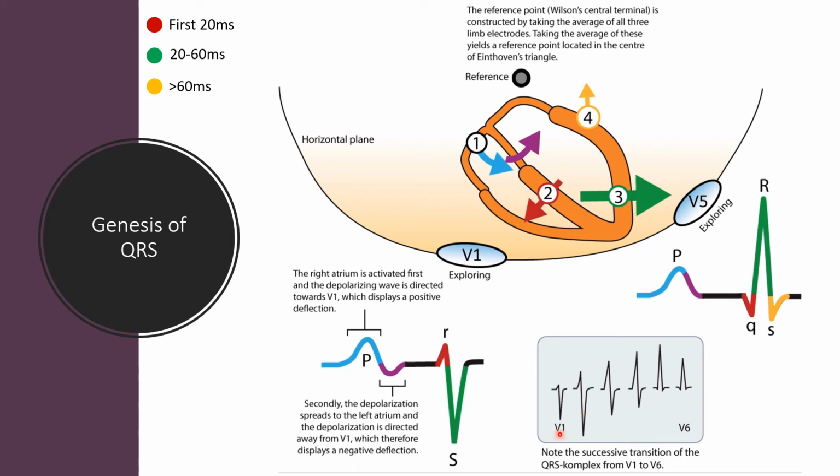As you can see here, this is the transition of the QRS complex from V1 to V6. As we saw before, V1 has a small R wave and a big negative S wave, and V6 has a small Q wave followed by an R wave and then followed by a small negative deflection, which is the S wave. And there is generally a transition of the QRS complex from this morphology to this morphology between V1 and V6.